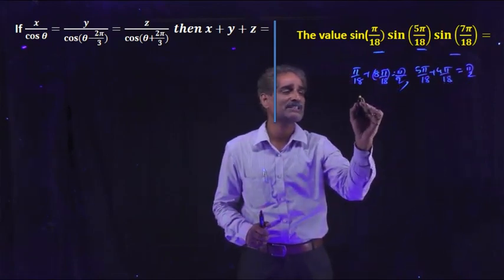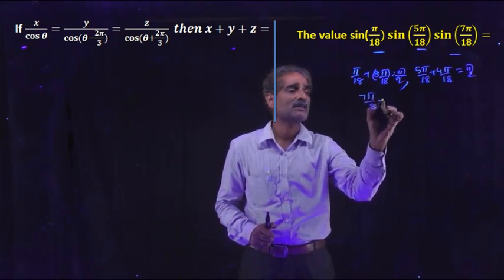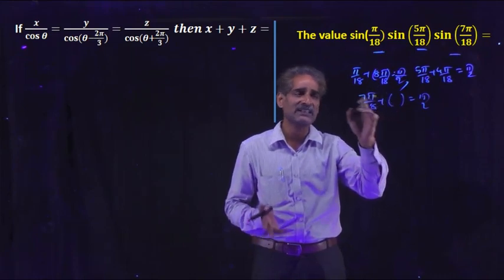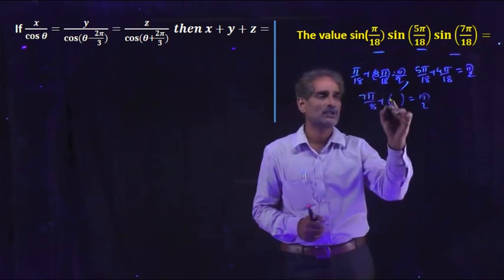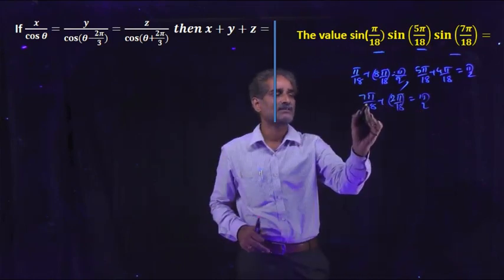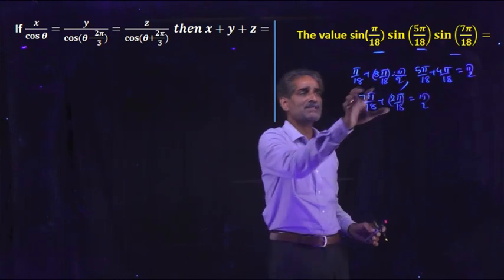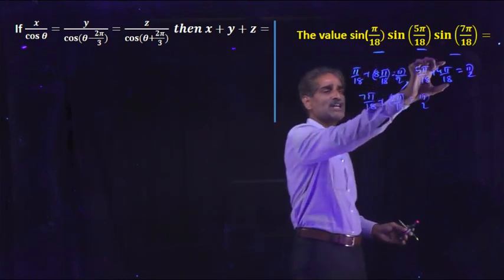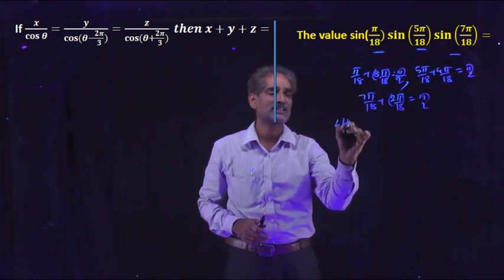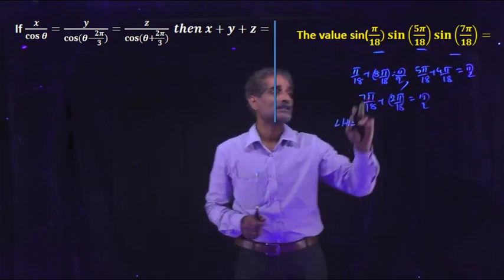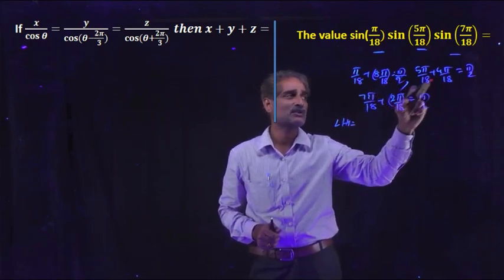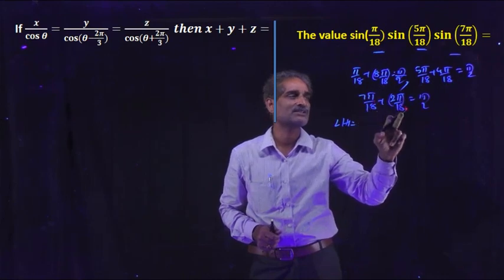Similarly, what about this next angle? 7 pi by 18 plus how much gives pi by 2? 7 pi by 18 plus 2 pi by 18 gives 9 pi by 18, which is pi by 2. See here, if a plus b is 90, sin a equals cos b. Similarly, we can write this expression: sin pi by 18 equals cos 8 pi by 18. Sin of this equals cos of this.